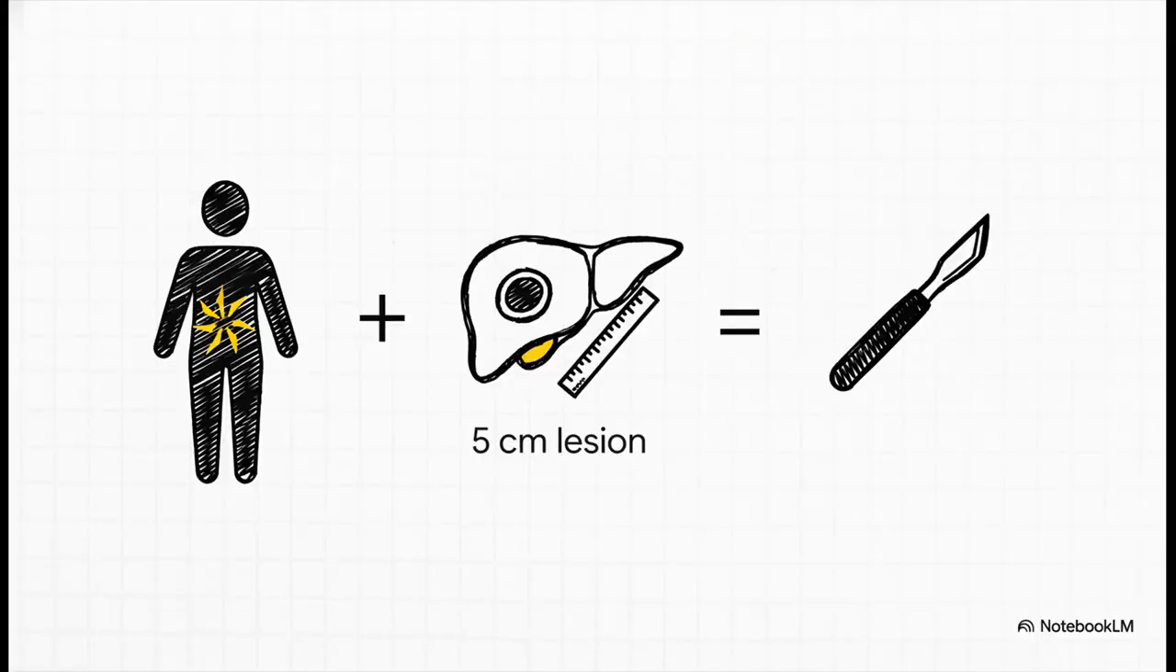So applying that algorithm to our specific patient, she's symptomatic, and her mass is right at that 5 centimeter threshold. So for her, the definitive management is surgical resection, aiming for clear negative margins.